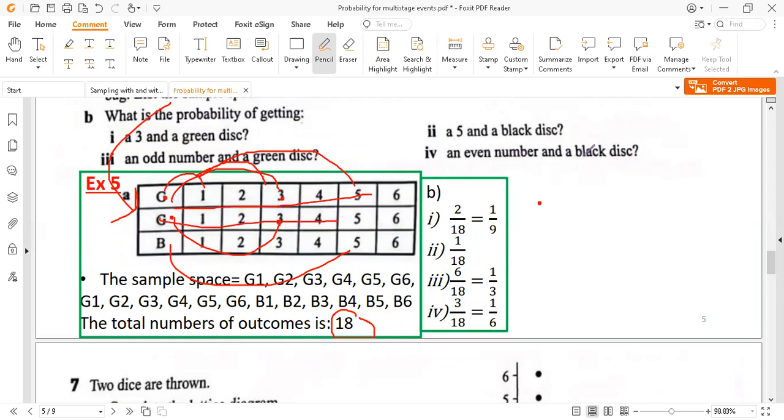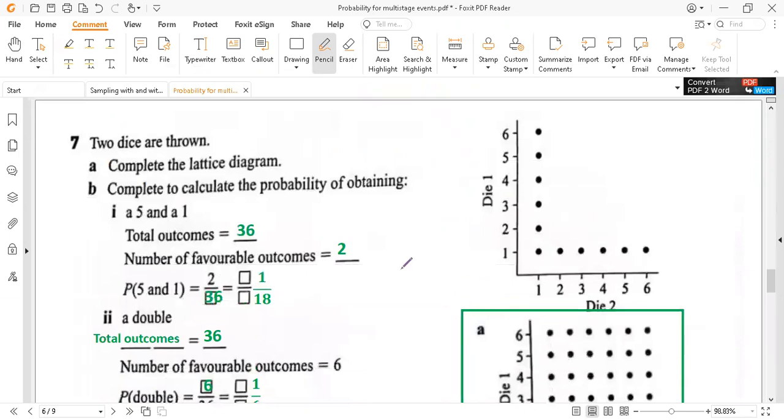And an even number and a black disc. The even numbers are the multiples of 2, so a 2, a 4, and a 6. So B with 2, B with 4, and B with 6 are the outcomes that represent an even number and a black disc. So 3/18, and so on.